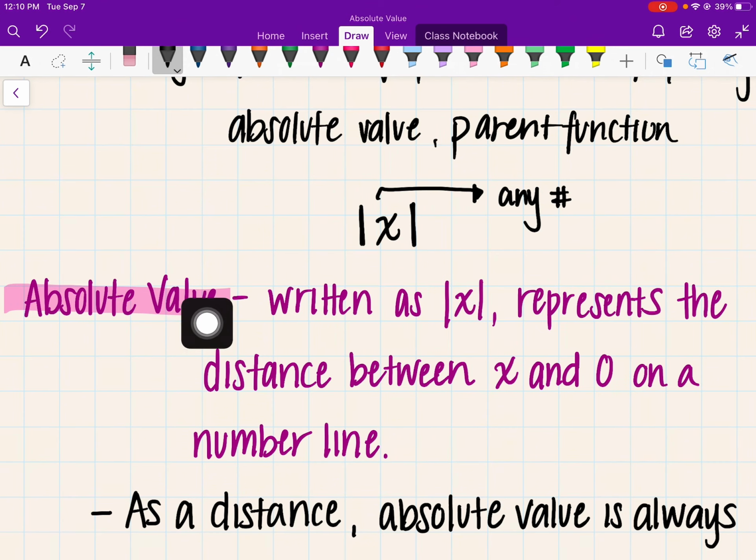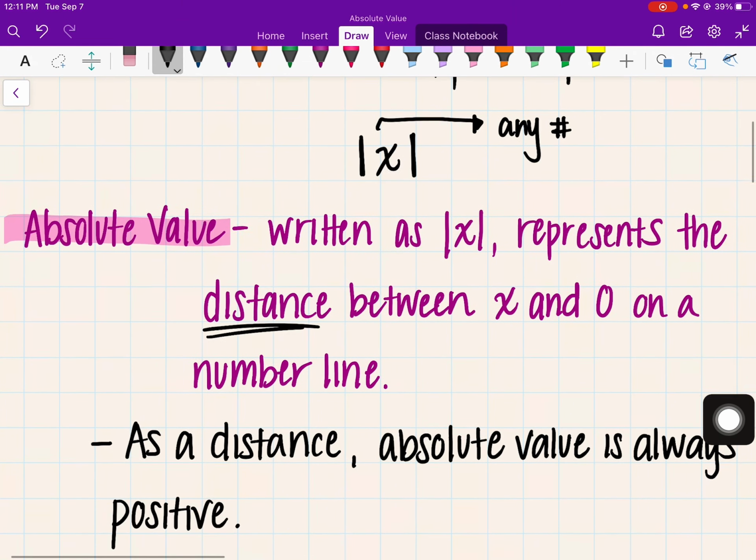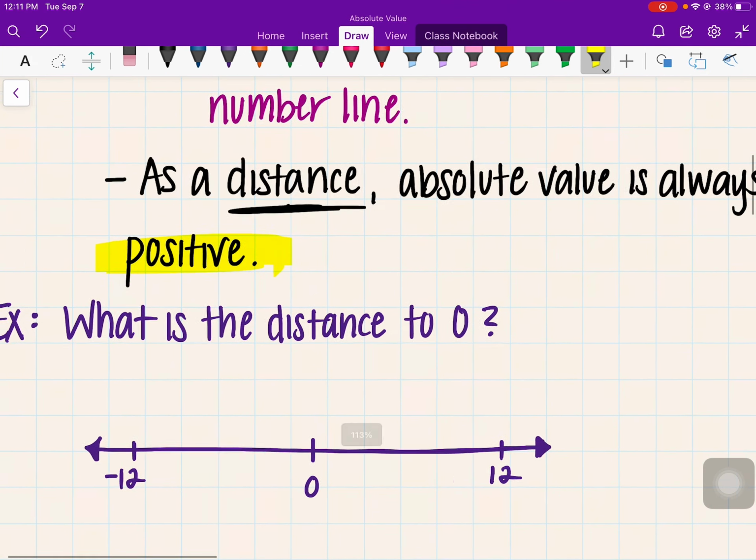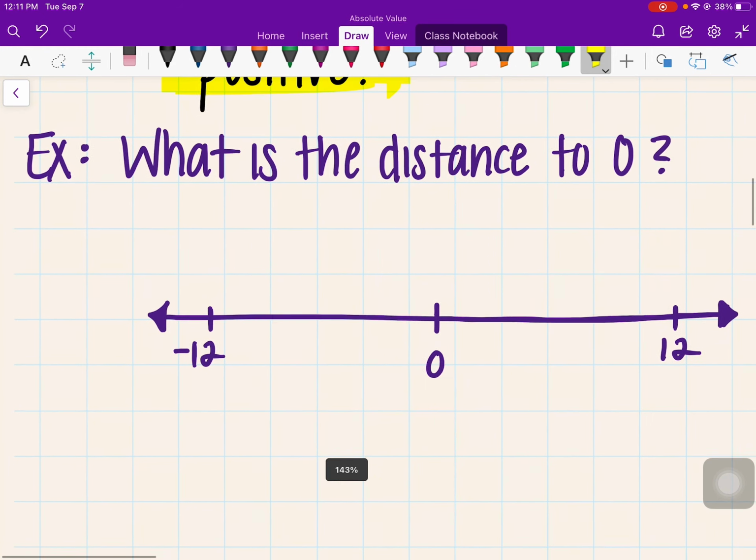Whenever we're talking about absolute value, it represents the distance between x and 0. Once again, x is any number, so we're talking about the distance from any number to 0. One thing to note, guys, whenever we are talking about distance, it will always be positive. So it doesn't matter if your number is positive or negative, the absolute value of that number will also result in a positive answer.